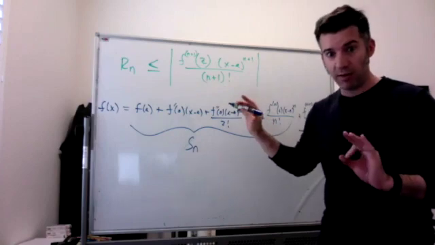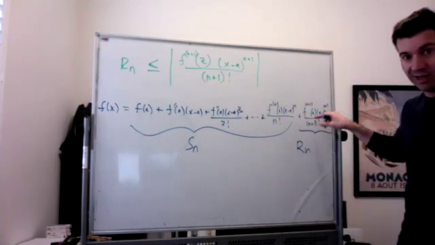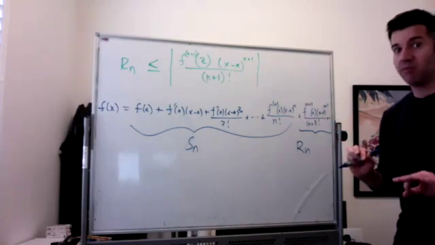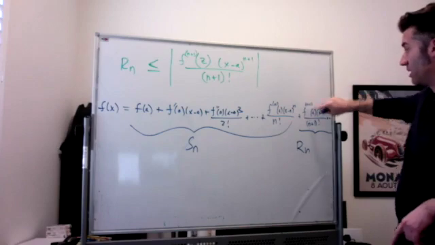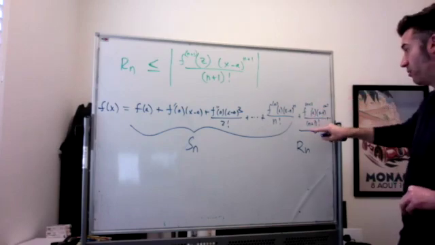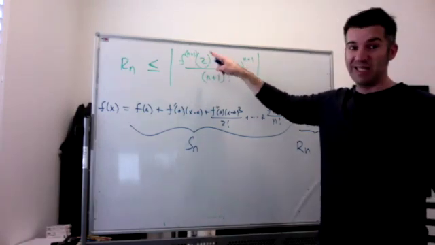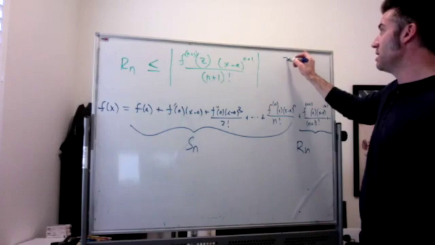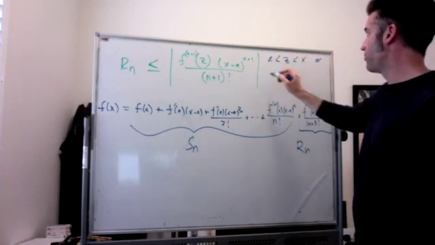Now I want to point out, this is not the same as the next term. It's close, but the difference is the next term is the n plus 1 derivative evaluated at a, the center, times x minus a to the n plus 1 over n plus 1 factorial. Whereas this is the n plus 1 derivative evaluated at z, where z is between x and a.